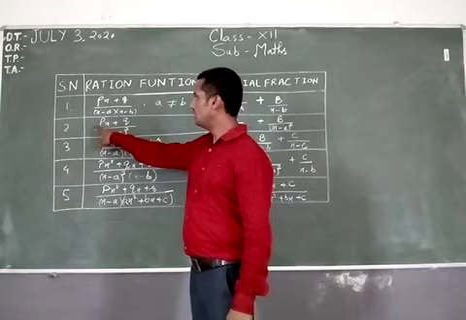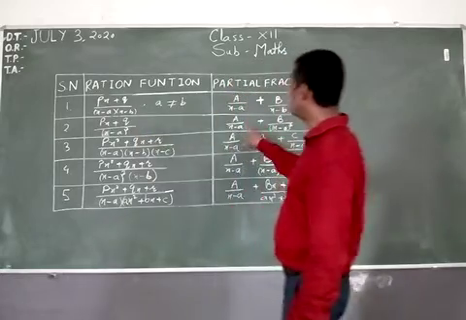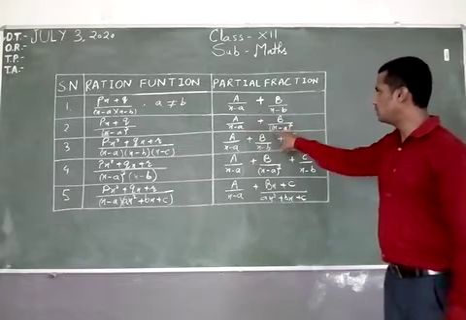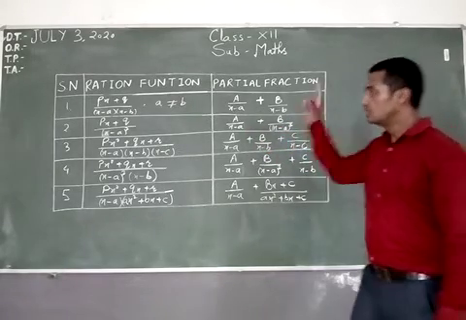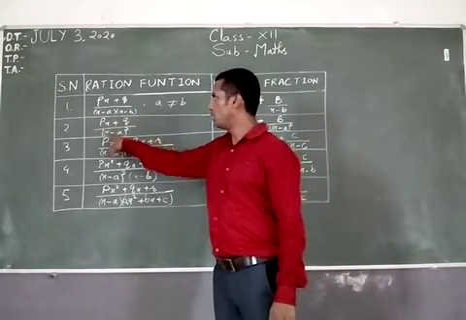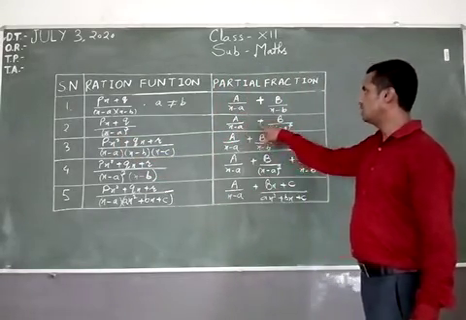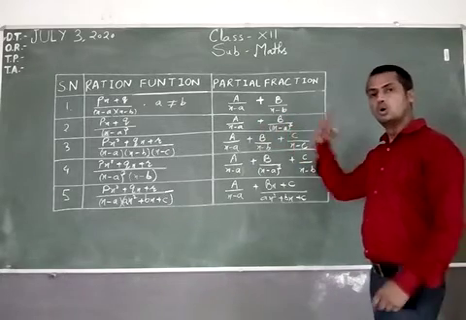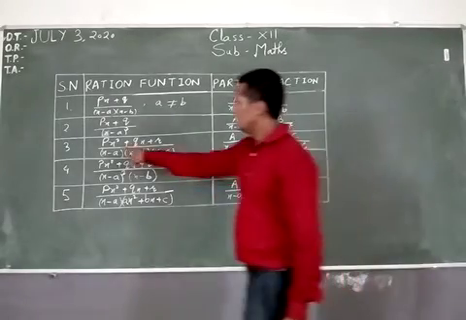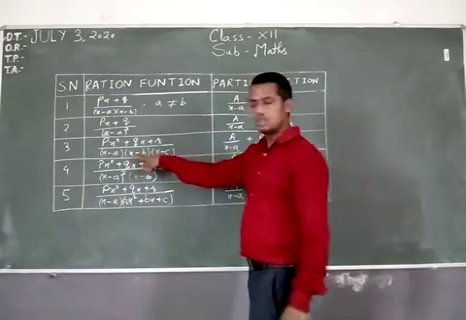Next function we have is in the form of (px + q) upon (x - a) whole square. We can change it into partial fraction form: A upon (x - a) plus B upon (x - a) whole square. Suppose that we have a function in the form of (px + q) upon (x - a) whole cube, then we can write A upon (x - a) plus B upon (x - a) whole square plus C upon (x - a) whole cube.